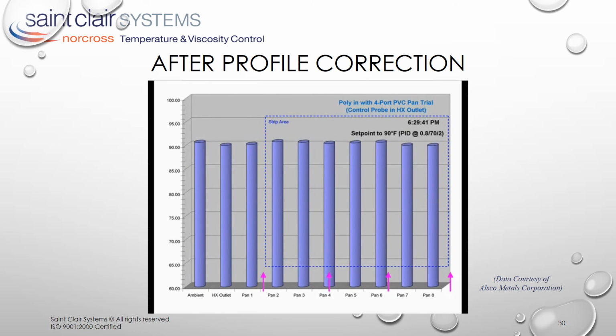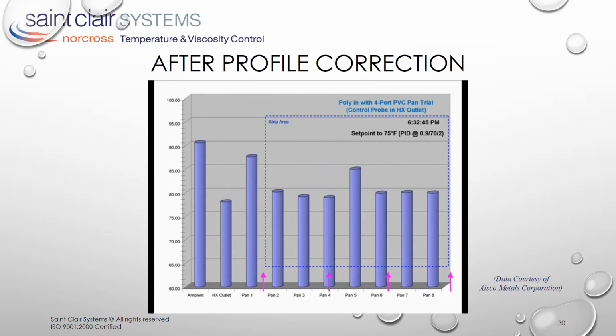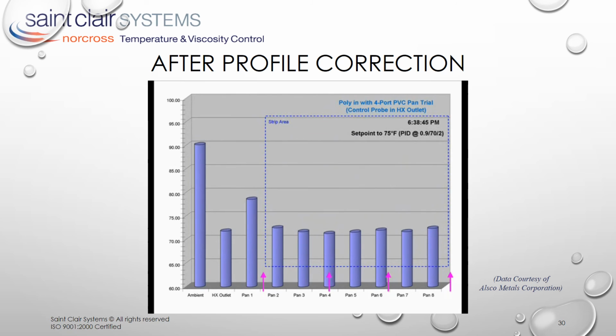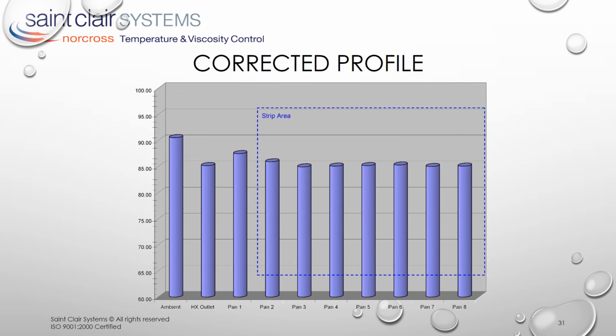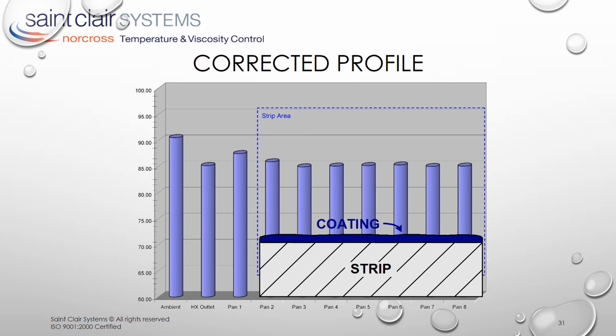This shows the same system after profile correction. We can see that in the corrected profile, variations are minor and dissipate very quickly. This shows that the total temperature variation across the width of the strip has been reduced to less than 1 degree C. Based on the Valspar data we looked at earlier, this translates to a total edge-to-edge viscosity variation of about 0.8 seconds, or just 20% of the total operating window. The resulting flat, even coating shows that the coating process is operating in its most efficient and economic mode.